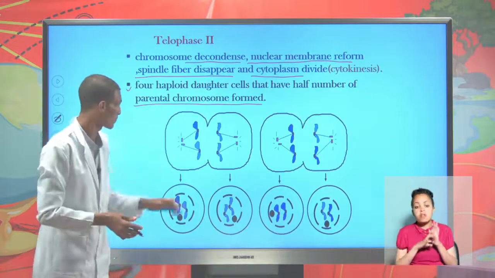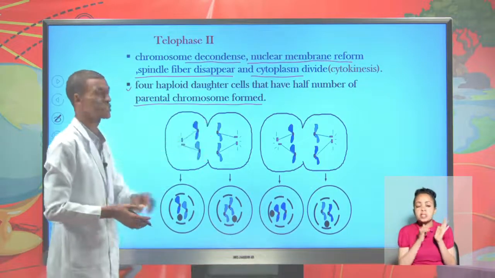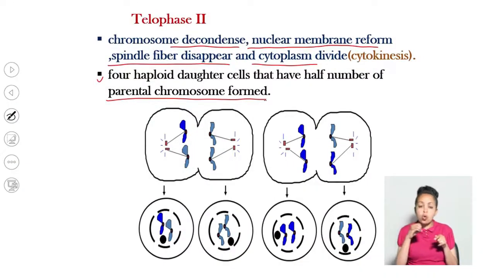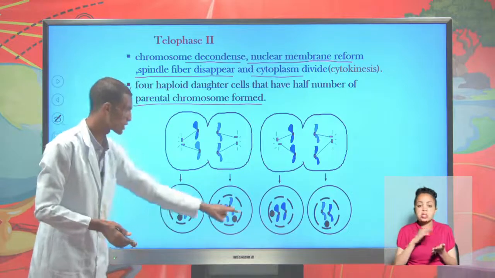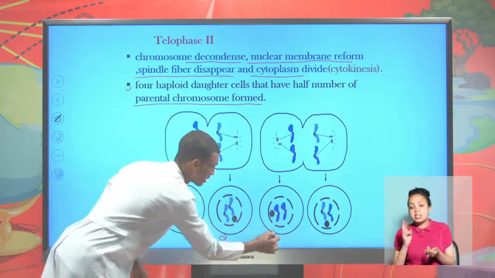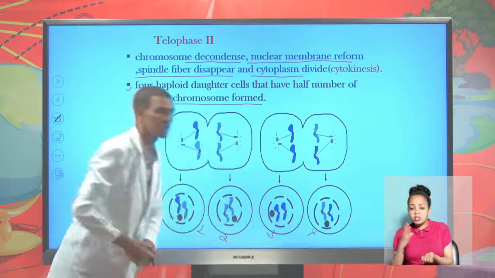For example here, there is separation of sister chromatids. There is no more homologous chromosome here because there is separation of the centromere. There are 4 daughter cells: 1st daughter cell, 2nd daughter cell, 3rd daughter cell, 4th daughter cell.